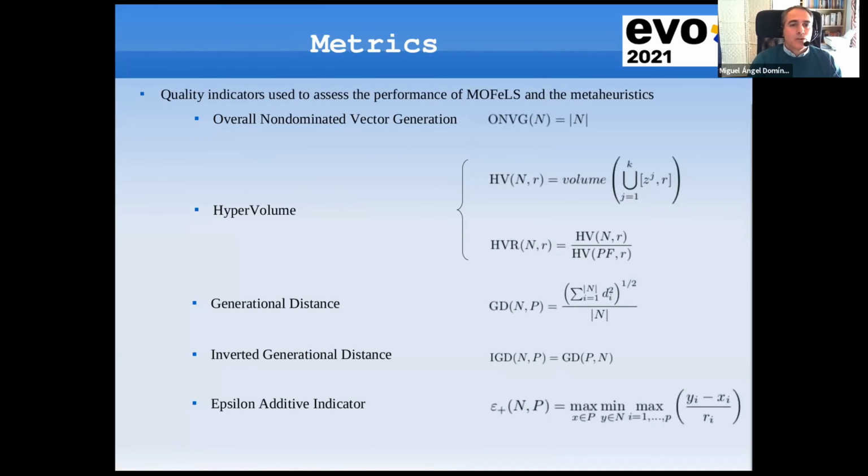The metrics used in the experiments are the number of solutions, the hypervolume, also the hypervolume ratio, the generational distance, the inverted generational distance, and the epsilon additive indicator. We need to maximize the number of solutions and the hypervolume. We need to minimize the other 3 metrics.